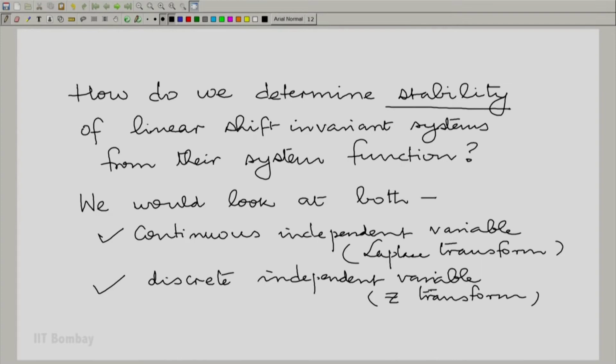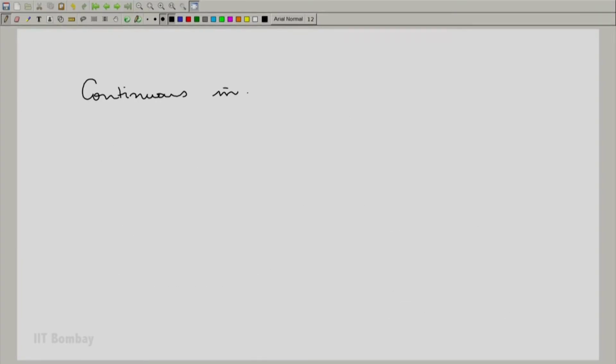So, if we are looking at the continuous independent variable, we would be looking at the Laplace transform. So, the system function would be a function of S. And if we are looking at the discrete independent variable, we would look at the Z transform. So, the system function would be a function of Z. Let us take the continuous independent variable case first.